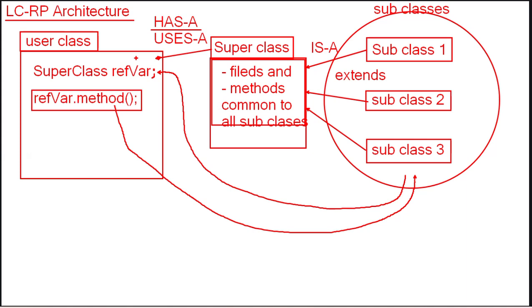So inheritance mainly, people are saying, code reusability. It's not code reusability. Inheritance is mainly for connecting user class to subclasses dynamically at runtime. So if inheritance is not there, superclass is not there, I cannot create a single reference variable to take any one of these objects, to change one object to another object.